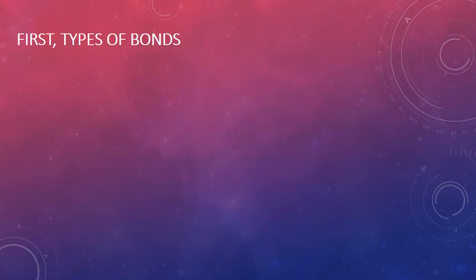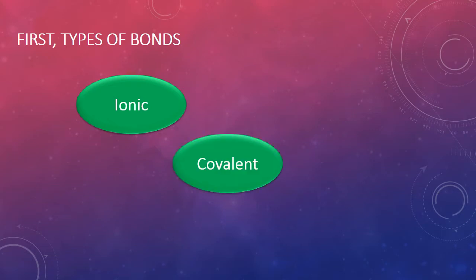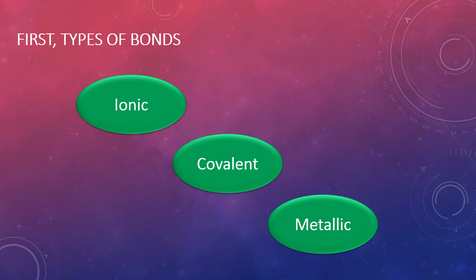Before we do that, I need to review the three types of bonds that we have. The first type of bond is ionic. The second type we're going to talk about is covalent. And the third type I don't spend much time at all talking about, even in AP, and that's metallic bonding. But you should still know it exists.